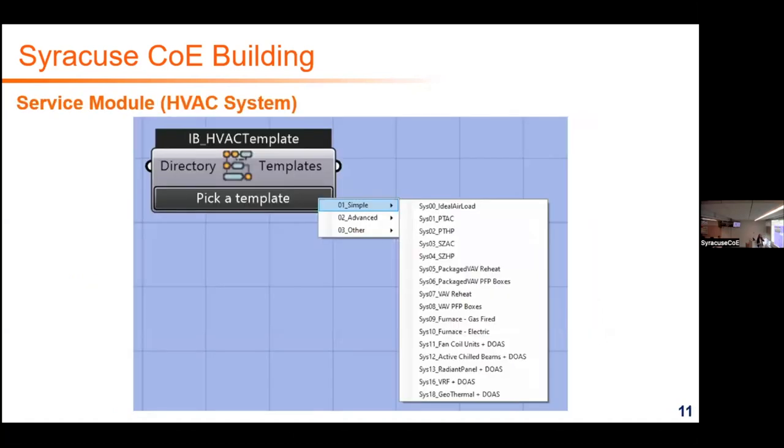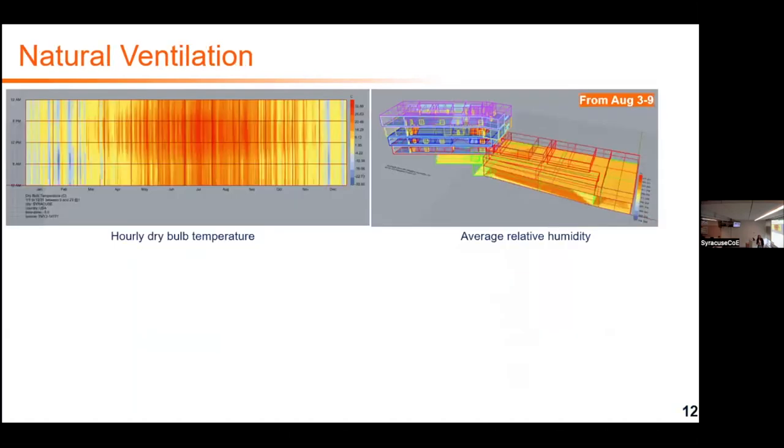Another module is related to the surface module. For this one, it's just the HVAC system. For the HVAC system, we set different types of it. Is it a simple type of HVAC system or an advanced one or others? We can easily choose it. And based on that, we just give a first example of the natural ventilation of the COE building.